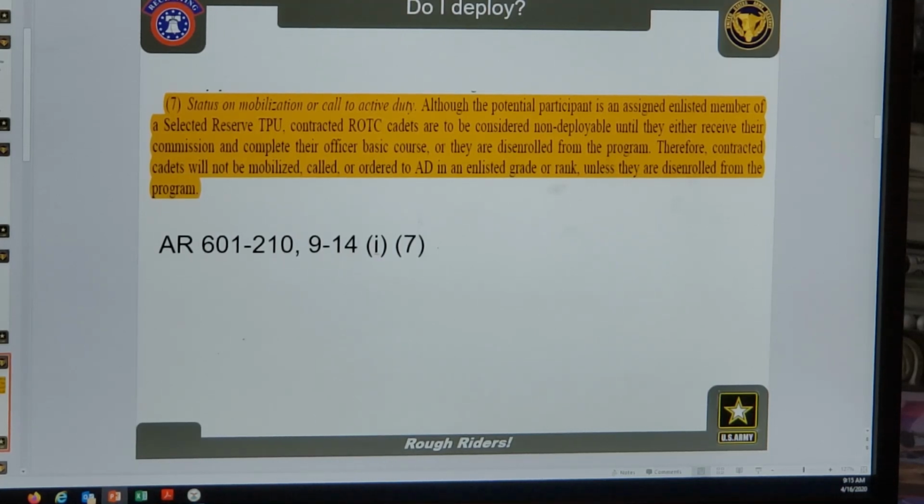Another section in AR 601-210, if you get deep into it, says you have to have at least 13 weeks of active duty for training in order to deploy. Since 09 Romeos are only going to basic training, they don't have enough time, can't deploy. So that's how it all kind of comes together.